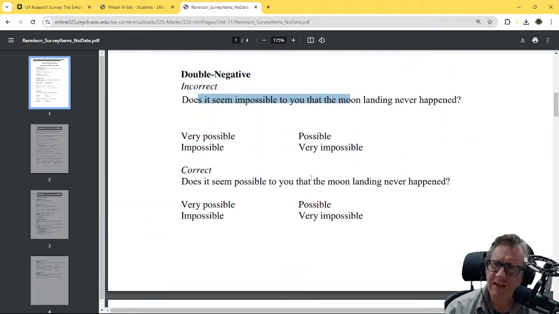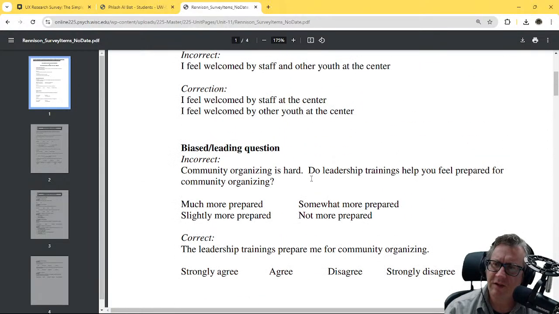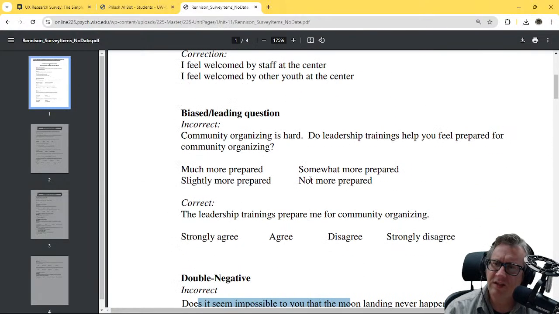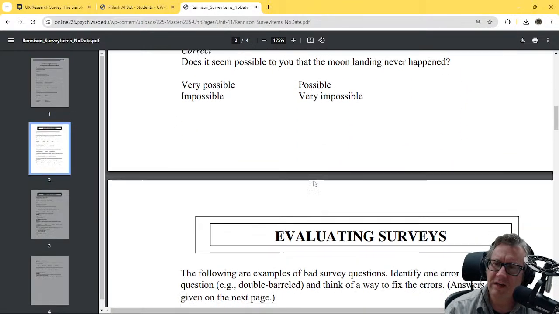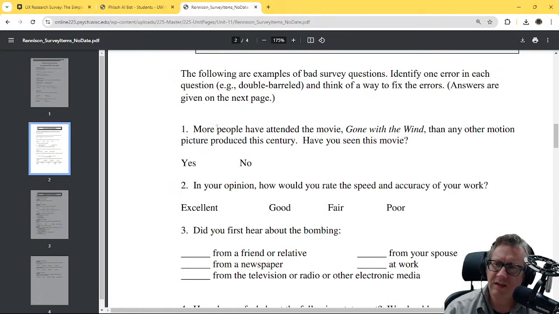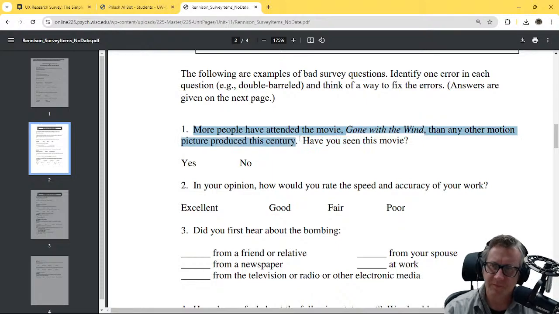I would say if I were to look at all three of these, that's a biased or leading question because it says more people have attended the movie Gone with the Wind than any other motion picture produced this century. Okay. So that is sort of contextualizing this movie, stating that it's incredibly popular. Now I'm kind of curious.